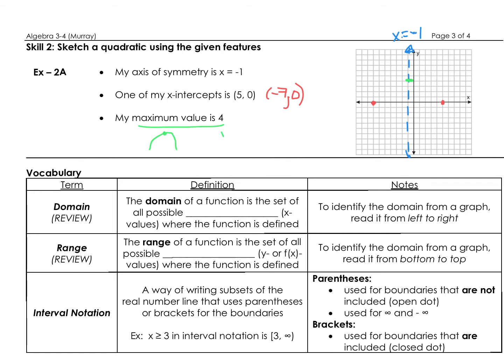So that means the vertex must be at (-1, 4). And you should have known that because your axis of symmetry is x = -1, so that's the x value of the vertex. Then from here, we can go ahead and connect. And that's close enough.